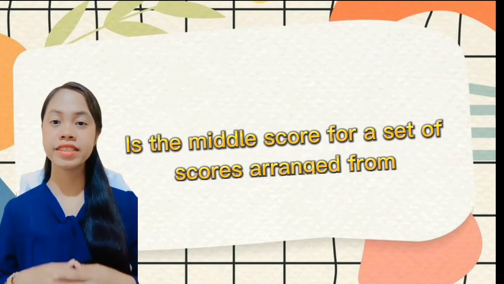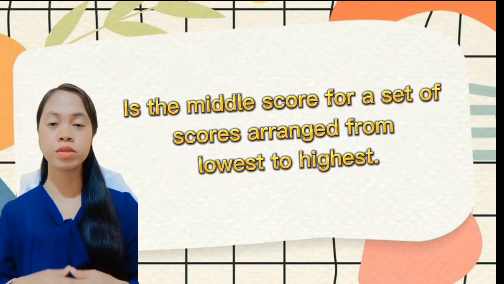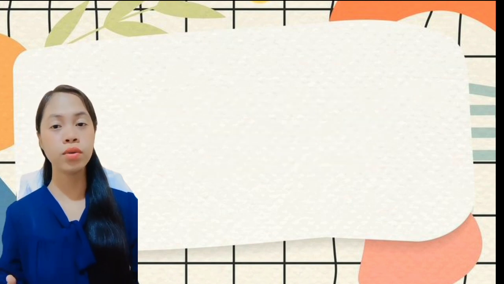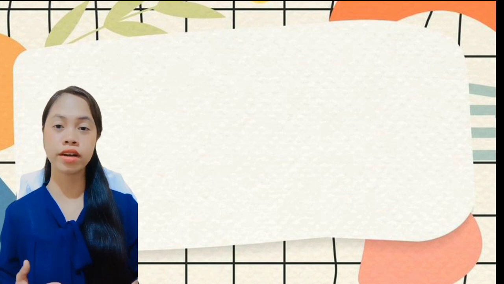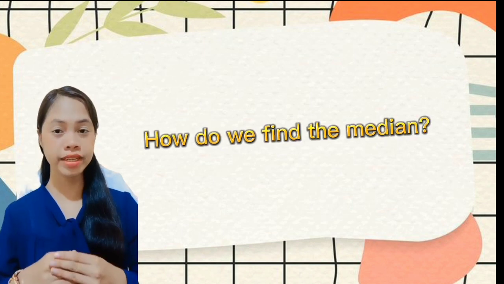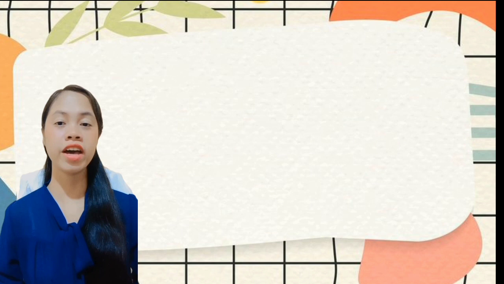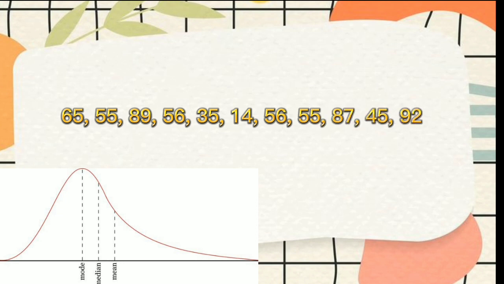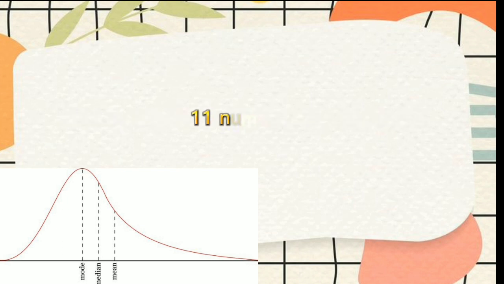The median is the middle score for a set of scores from lowest to highest, ignoring the extremely low and extremely high scorers. And how do we find the median? Suppose we have the following data: 65, 55, 89, 56, 35, 14, 56, 55, 87, 45, and 92. So, there are 11 numbers.